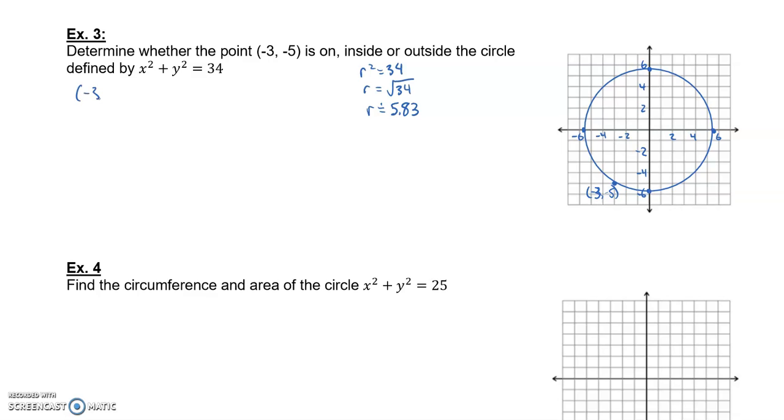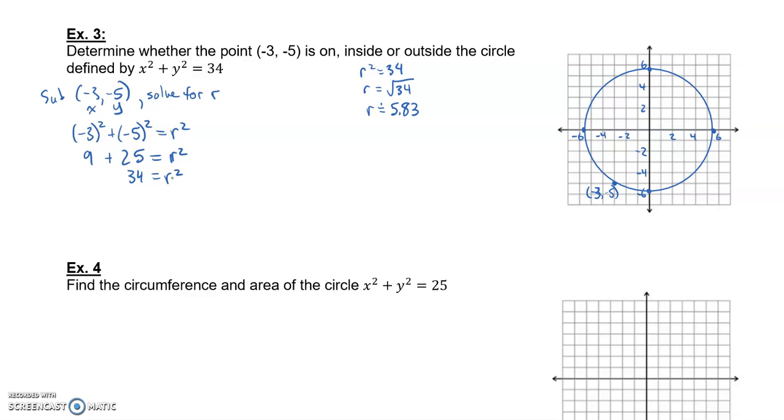So -3, -5, just like we did in the last question, are the x and y values, and we're going to sub this in and solve for the r squared value. So I'm going to say x squared, so -3 squared, plus y squared, -5 squared, is equal to r squared. You notice I'm not assuming that it's 34. I'm trying to solve for what the r value is and compare it with the equation x squared plus y squared equals 34. So this gives me 9 plus 25 equals r squared.